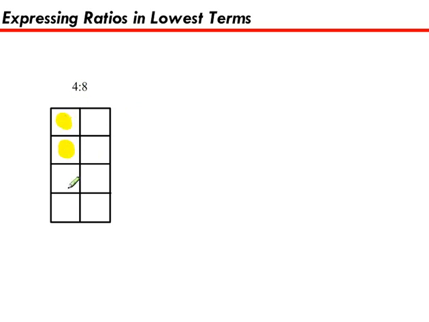1, 2, 3, 4. Now if you take a look at the filled squares and the unfilled squares, you can sort of see that I have filled in half of the total squares. Half are filled and half, well, they aren't filled. So it turns out that the ratio 4 out of 8 expressed in lowest terms is 1 out of 2, or in other words, 1/2.